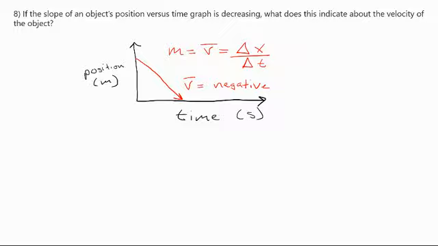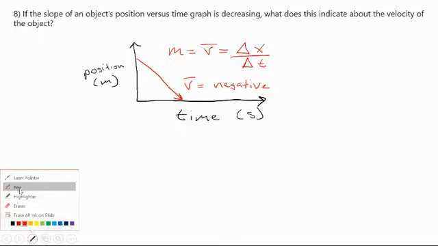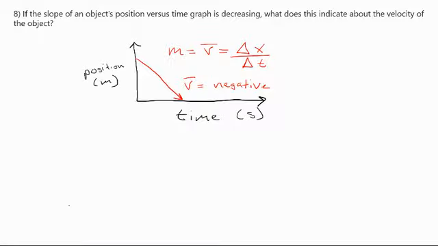So it says the object's position versus time is decreasing. What does that indicate about the velocity of the object? Well, it can mean that it's negative, but what if, let's do one more scenario. Now that you guys are experts on this.